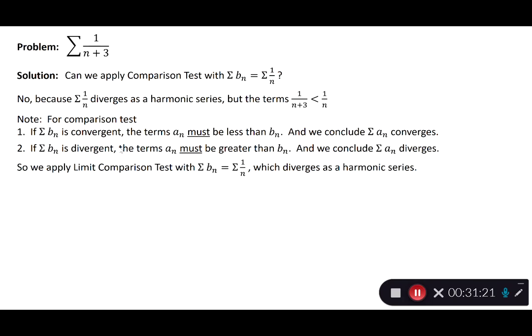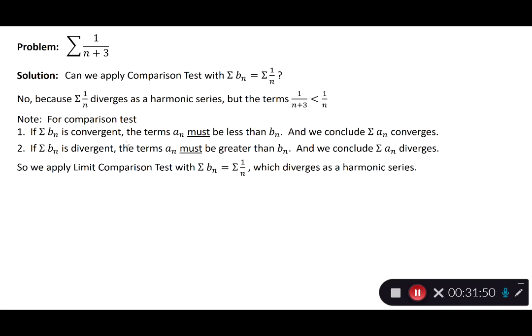You should be able to readily figure out whether or not your sigma b sub n converges or diverges, right? Does this sigma 1 over n satisfy that? Yeah, it's a harmonic series which diverges. So that's satisfied. And then, can we easily compare this 1 over n plus 3 with a 1 over n? Yeah, we can. And so, let's look at that.